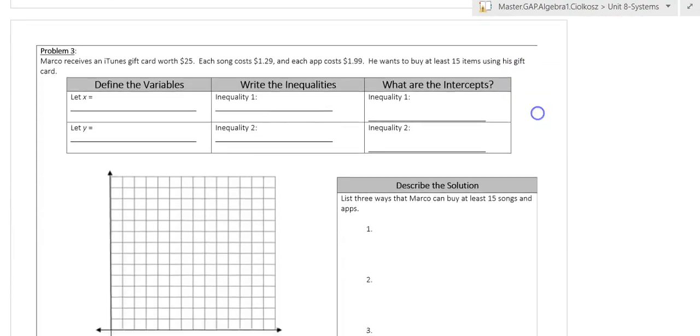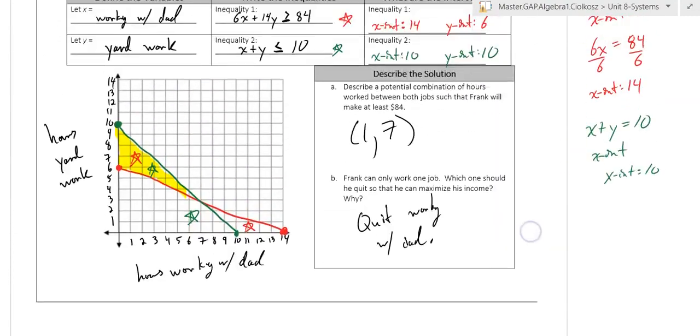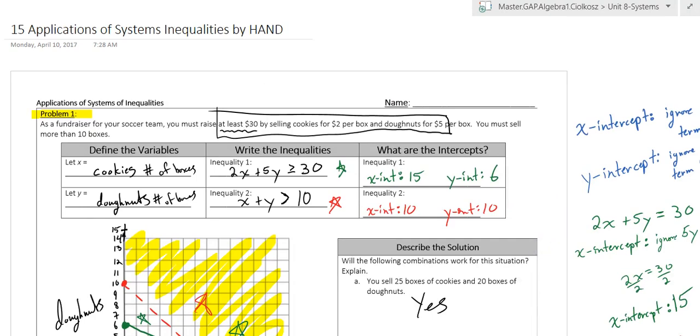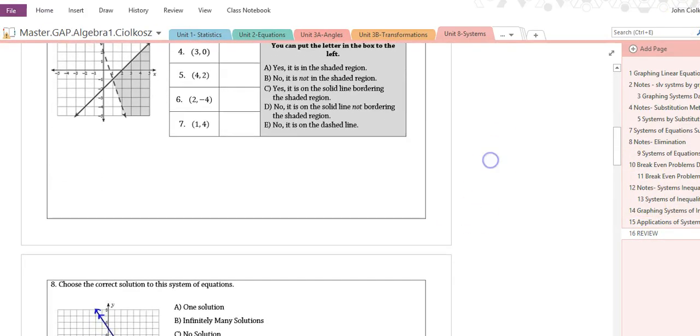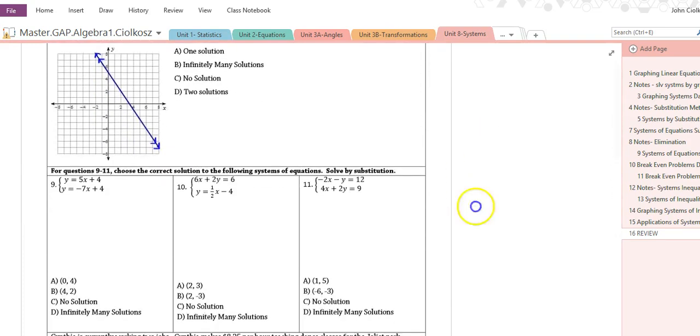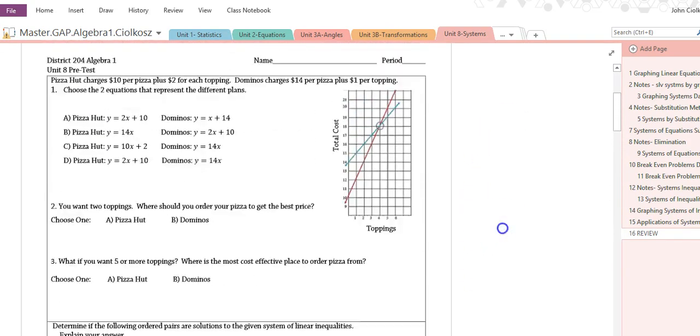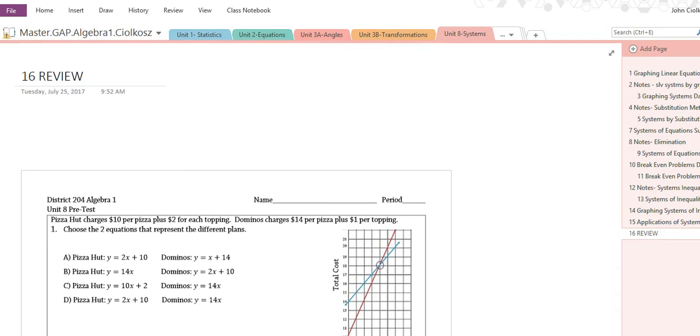Alright, from there, you guys are finishing the rest of these problems. Once you've done that, you can go ahead on to the review. When you've completed the review, the last thing you have to do to successfully get through this unit would be to pass the Unit 8 exam. Best of luck. Make sure you're checking, raising that hand, and asking for help if you need it.